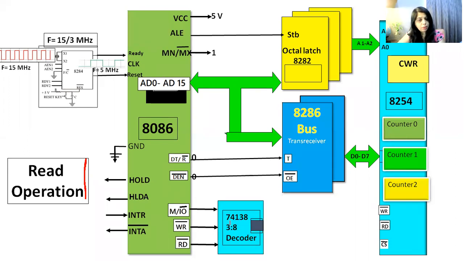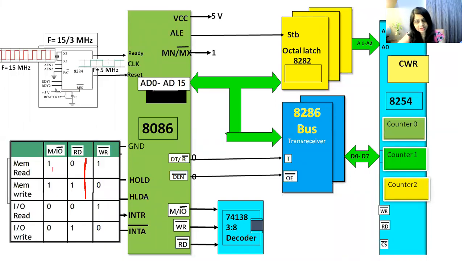Here in minimum mode we connect a 3:8 decoder, and according to these status signals, memory is active high and input output bar is active low. 8254 is an input output device. Since it is an input output device, if we want to connect 8254, this should transmit 0 and not 1. We use 1 only when we connect memory to 8086. Since this is an IO device, it should be at logic 0.